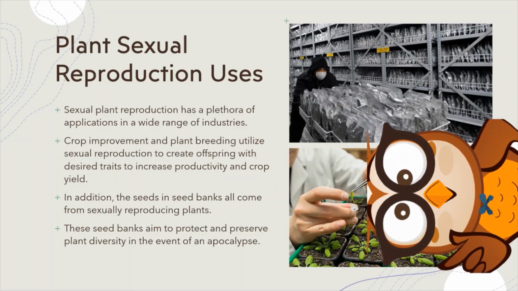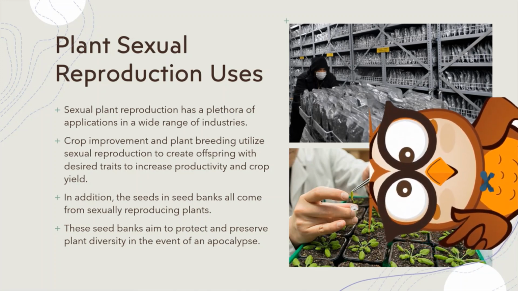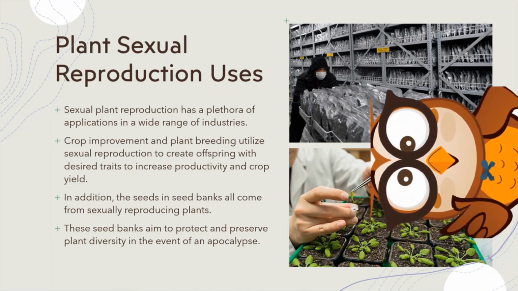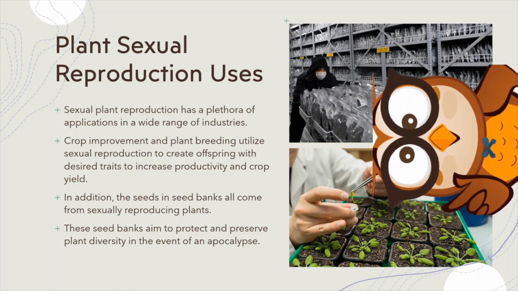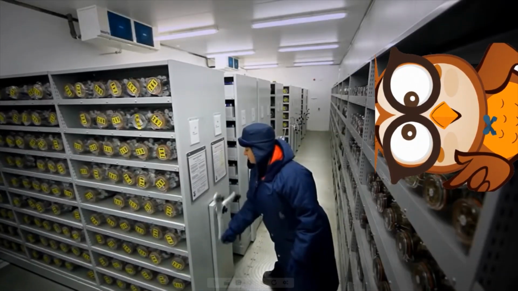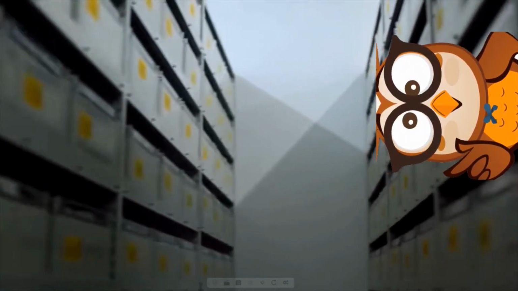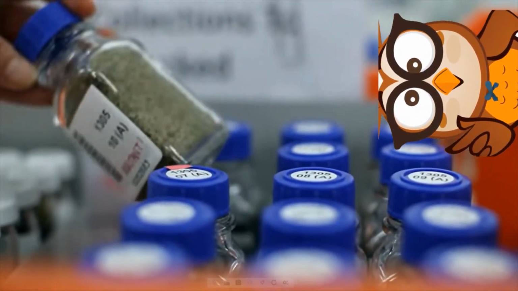Sexual plant reproduction has a plethora of applications in a wide range of industries. Crop improvement and plant breeding utilize sexual reproduction to create offspring with desired traits to increase productivity and crop yield. In addition, the seeds in seed banks all come from sexually reproducing plants. These seed banks aim to protect and preserve plant diversity in the event of an apocalypse.